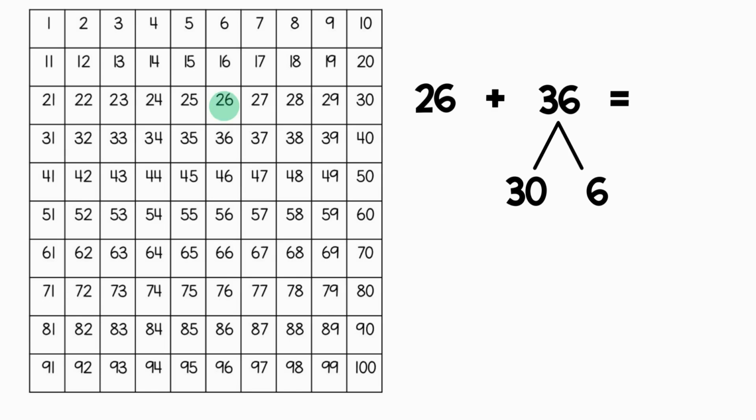To solve, you should have started at 26 and gone down 3 rows for the 3 tens and 30. Then, you should have gone across 6 columns for the 6 ones. You got to the end. Hopefully you remembered to continue at the beginning of the next row. After adding 6, you should have ended on 62. So, 26 plus 36 equals 62.